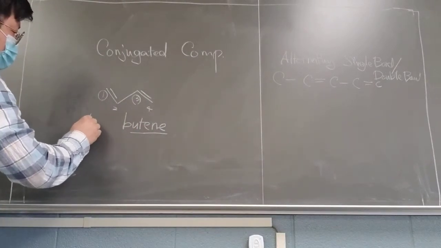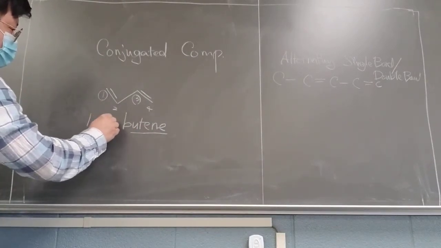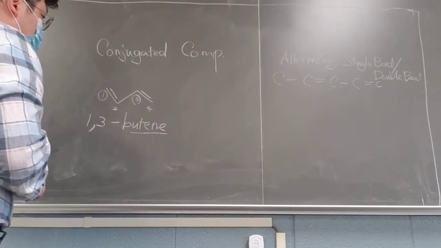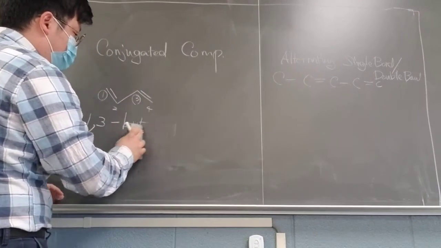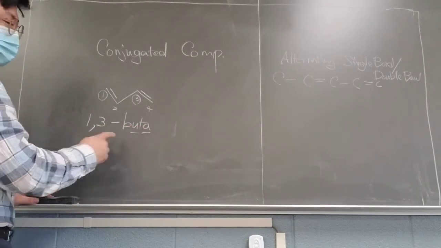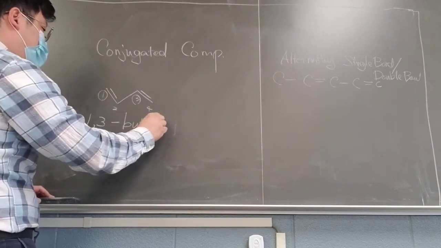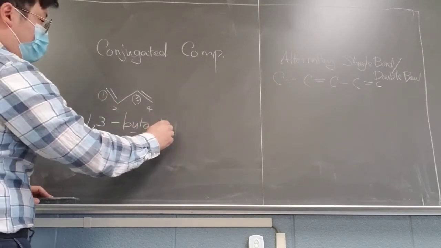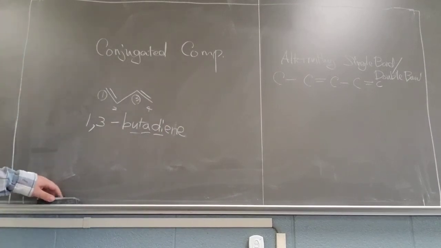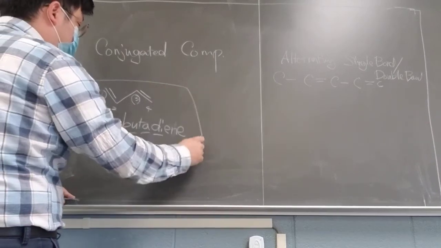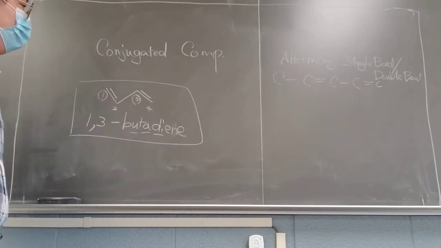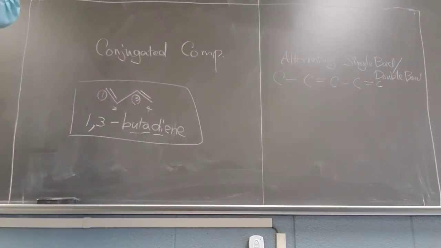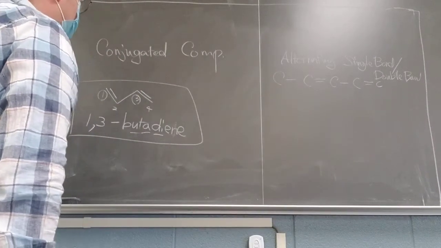So you're going to put 1,3-butene over here. But one thing you need to do is, since you have more than one double bond, we're going to do buta, so we put an a here. So it's not butene; we put di, because there are two, not just one, and ene. So we can name this 1,3-butadiene. This is a really good example of a conjugated compound, because you have a double bond, single bond, double bond, just alternating single and double bonds.